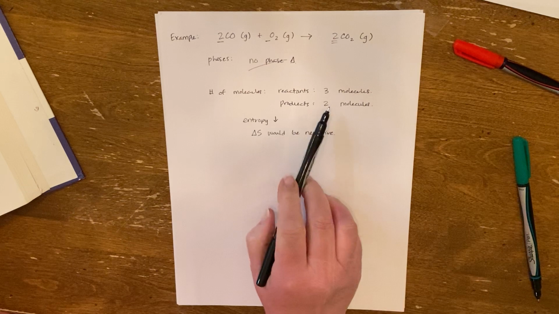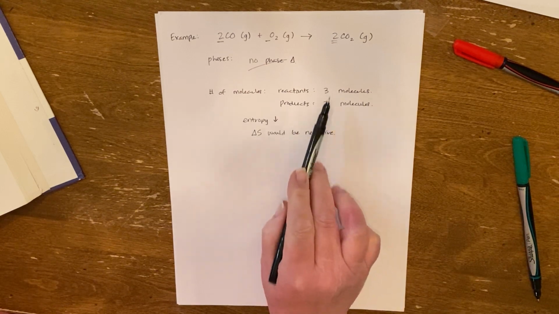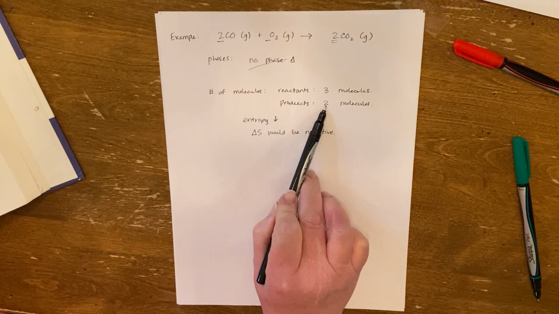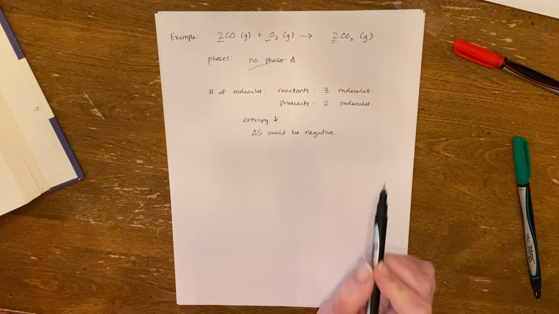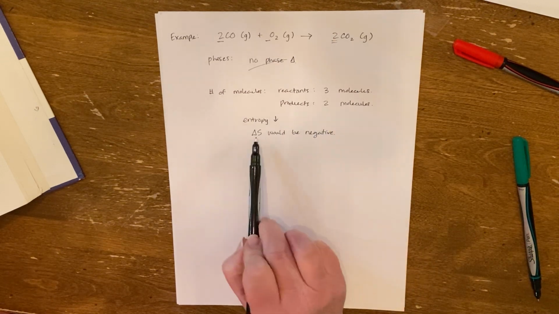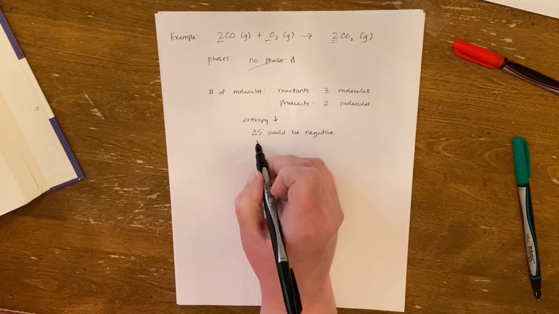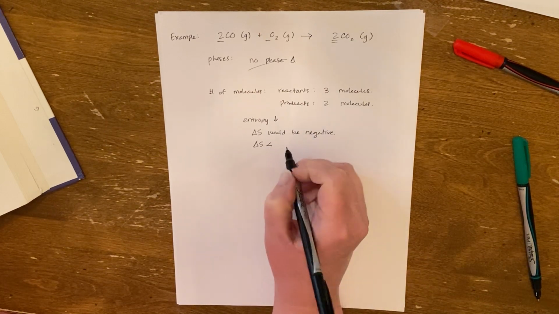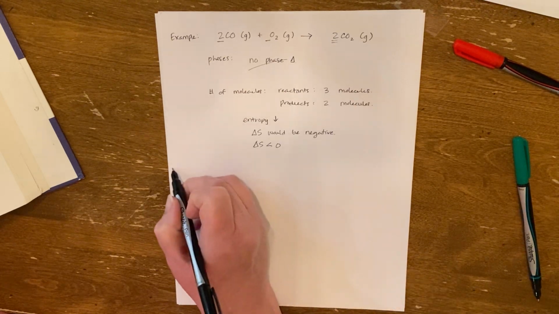Okay, 2 molecules are more orderly than 3. Think of these as families. 2 kids would generally be less chaotic than 3 kids. Okay, so I'm becoming more orderly, so my change in entropy would be negative. Another way to say it is my change in entropy would be less than 0. Okay, we'll look at one more example.